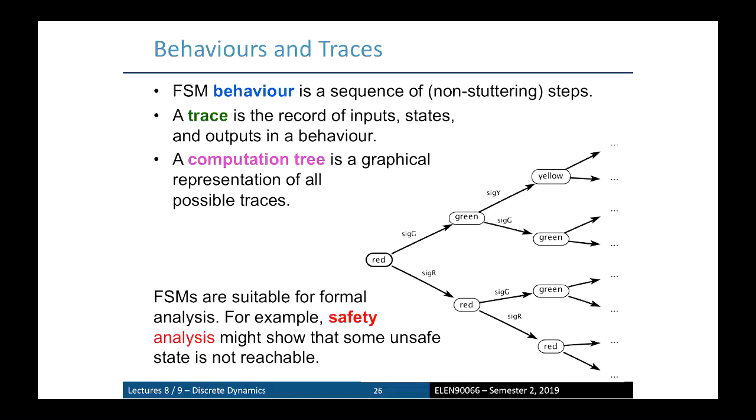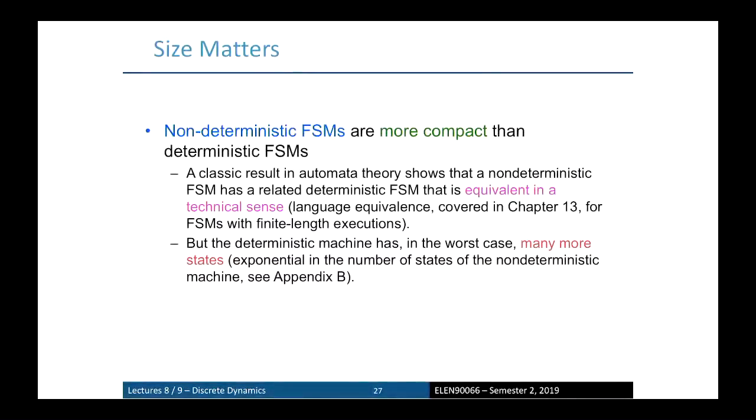All right, so why bother with these non-deterministic FSMs? They're great from a design perspective, starting out from scratch and laying out your state machine in terms of knowing what transitions should be allowed and then working out the conditions on what they are a bit later, but also abstracting information away into your state machine. There's a really interesting result in automata theory. We're scratching the surface of automata theory here. A non-deterministic FSM has a related deterministic FSM that is equivalent in a technical sense.